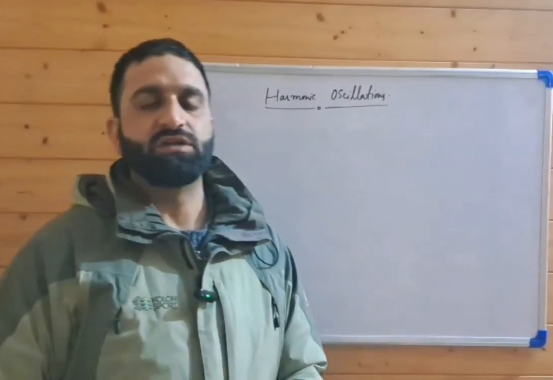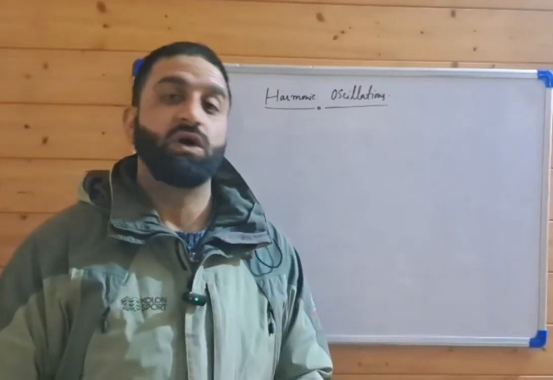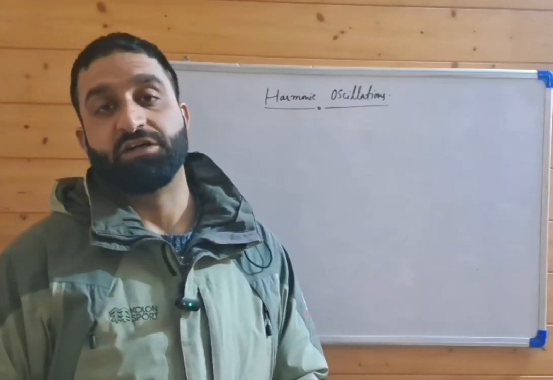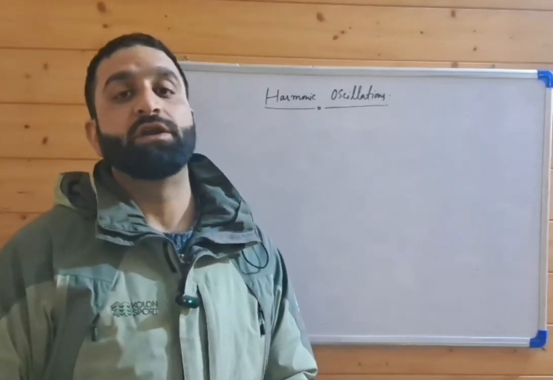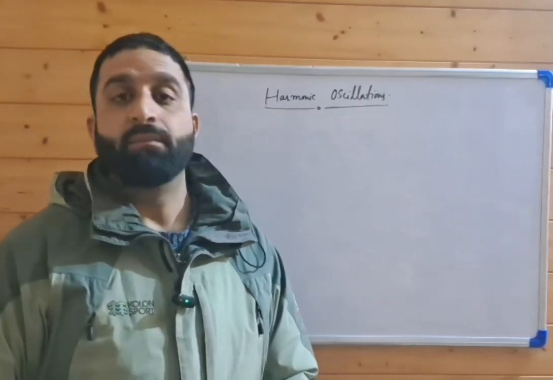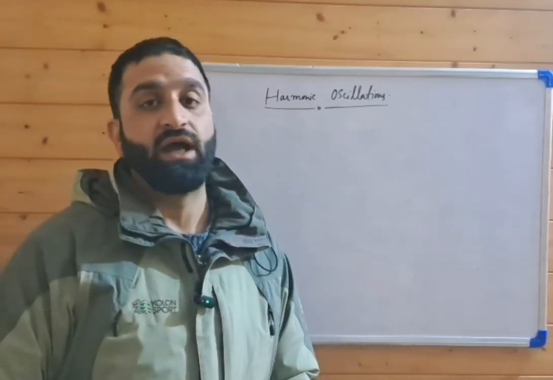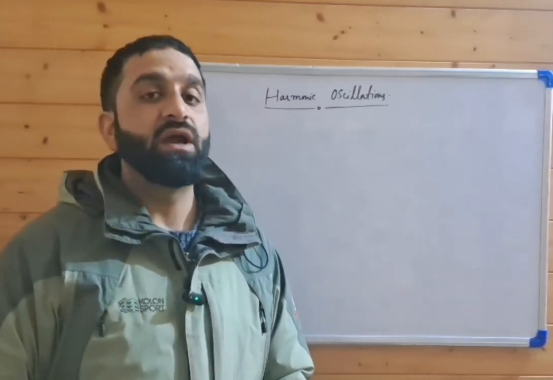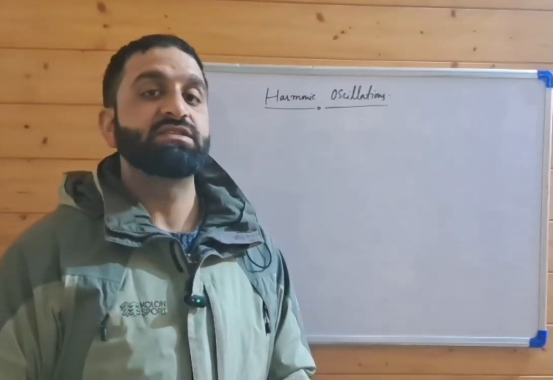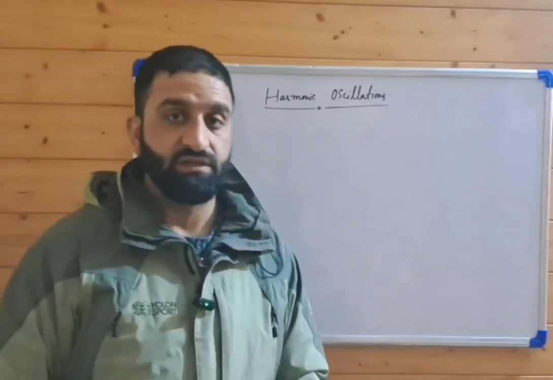Discussing the harmonic oscillations. Harmonic oscillations are the oscillations which can be expressed in terms of a harmonic function. We have two harmonic functions in trigonometry, that is sine and cosine, because sine and cosine both have a period of 2 pi. That means after an angle of 360 degrees, the sine and the cosine functions repeat themselves.